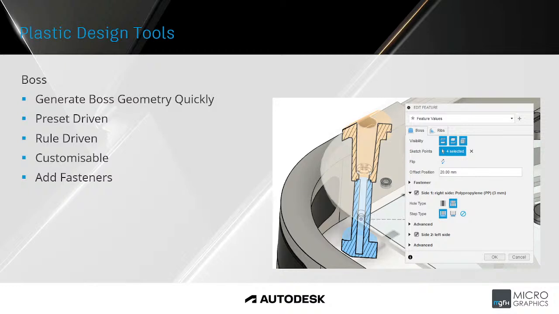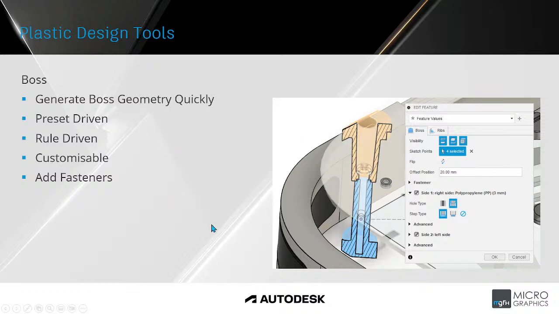Once again, thinking about your design rules or plastic rules and your presets, this can be pre-configured so that your designer just needs to select the presets from the drop-down. So we'll see that we can generate that boss geometry quickly. It is preset and rule driven, but it is also customizable, and you also have the ability to add fasteners. We'll be doing a demo. We can just have a look at the feature dialog box. What we see here is less than half of the information that you are able to put in that feature.